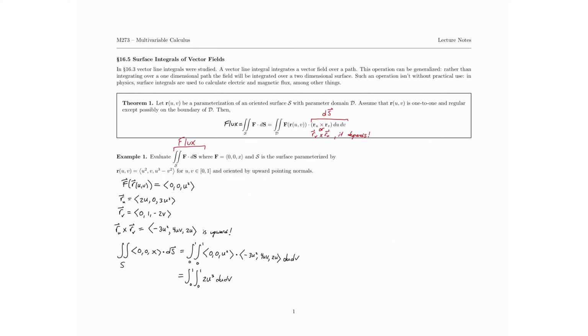Well, if we integrate v, we'll have v between 0 and 1, which is 1. And then if I integrate u cubed, we'll have 1/4 u to the 4th between 0 and 1, which is just a fourth. But we have this extra copy of 2, so our answer should be 2 times a fourth, which is 1/2.